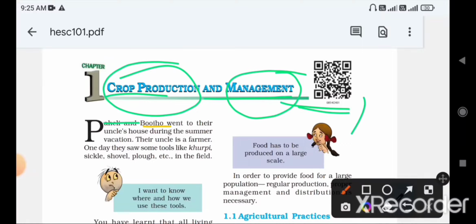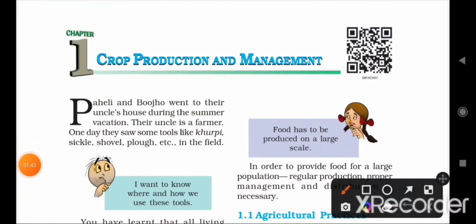Paheli and Bhoju went to their uncle's house during the summer vacation.